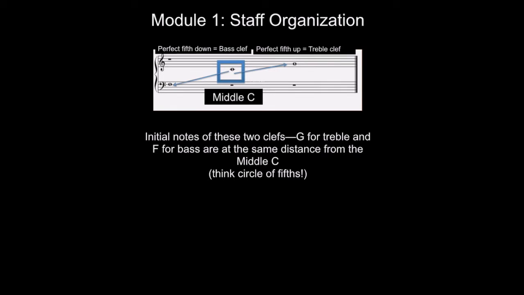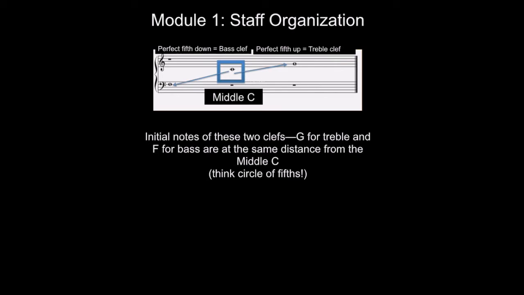Now, we've all heard of the middle C, the pitch in the middle range and the key in the middle of the keyboard. Look at the distances between this middle C going up to G, where the treble clef starts, and down to F, where the bass clef starts. In both directions, the created interval is that of a perfect fifth.